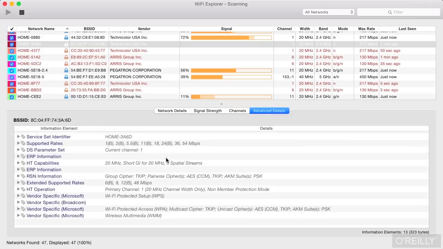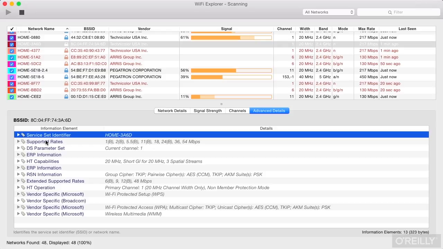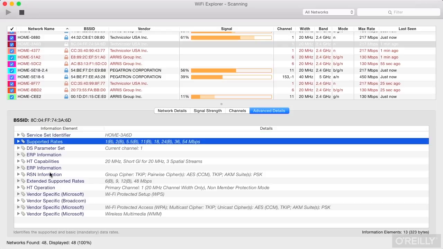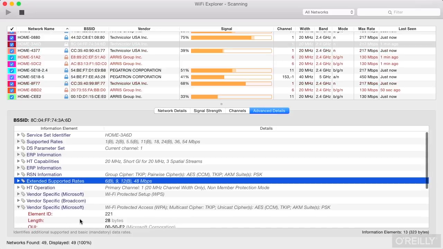And then I've got advanced details. Of course, it pulls this out from the radio traffic that we can take a look at if we were to actually do a packet capture. We'd be able to see all of this, but it breaks it out really nicely for us. Tells us the service set identifier, the supported rates, and then, of course, we've got the extended supported rates as well. And we've got some vendor-specific information, the Wi-Fi protected setup. We've got Wi-Fi protected access information.